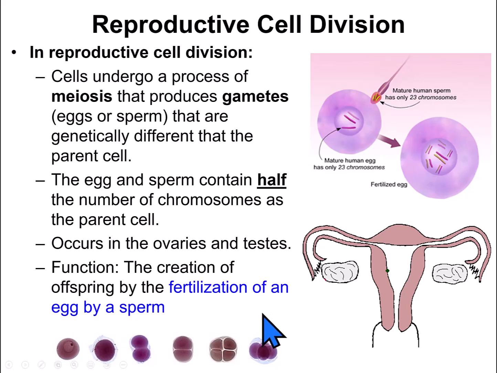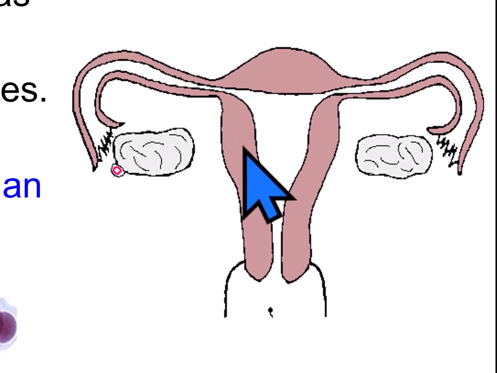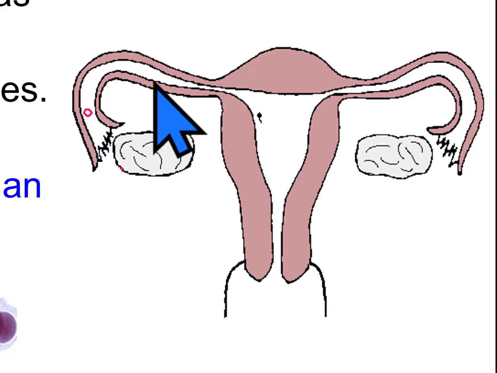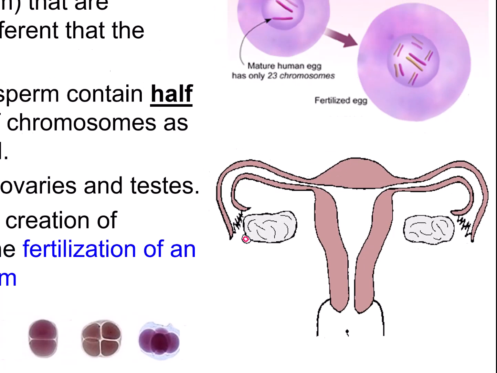The creation of offspring by fertilization of that egg by a sperm brings the chromosome number back to 46. 23 in the egg, 23 in the sperm come together to give you 46 chromosomes. Here's the sperm uniting with the egg, and that's going to implant. That fertilized egg, which we refer to as a zygote, has 46 chromosomes.